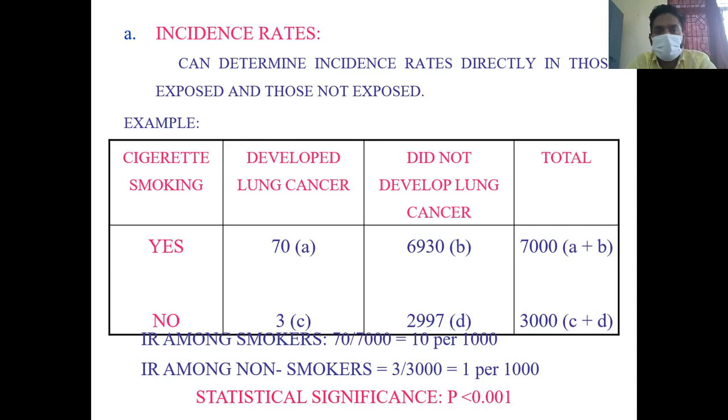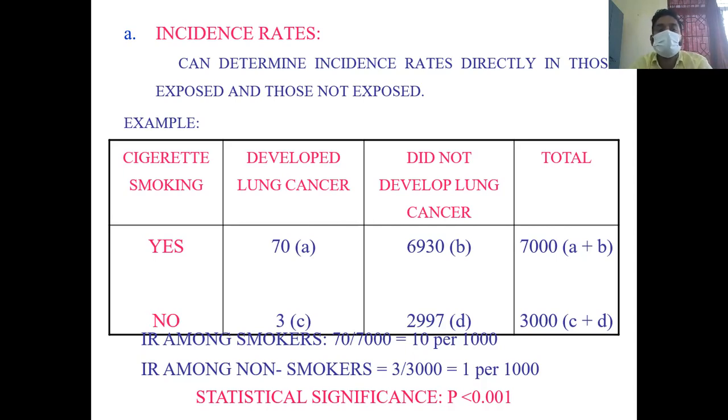So A is nothing but the smokers who developed the disease, lung cancer, and B is smokers who didn't develop the disease, and C is those who do not have the smoking habit but developed the disease, and D is nothing but non-smokers as well as non-diseased. Okay, so A, B, C. The incidence among smokers is nothing but A divided by A plus B, right? Among the smokers, how many have been diagnosed with lung cancer?